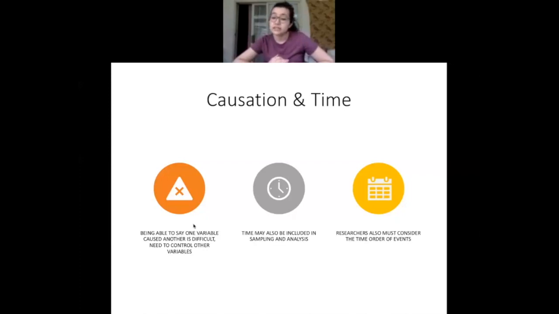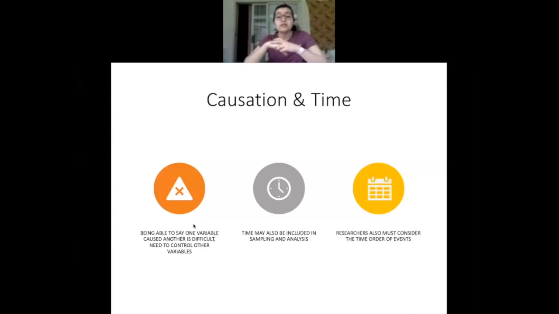You also need to consider the time order of events. So say you're having a research study about peer influences, but the peer influences you measured at time 2, and you're looking at crime and delinquency at time 1. You can't say that the peer influence caused the crime and delinquency at time 1 because it happened after. So if you're saying that, then it's a fallacy. It makes no logical sense, because in order for something to cause something else, it needs to happen first, right?